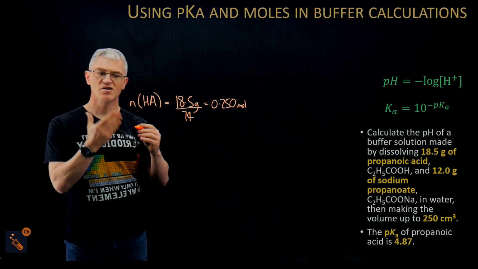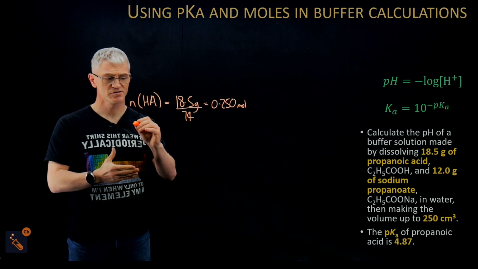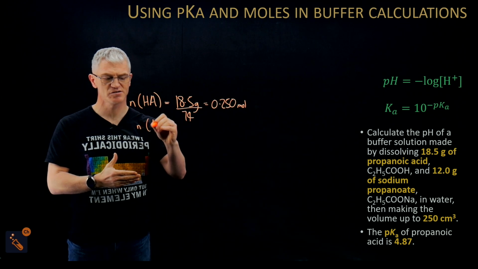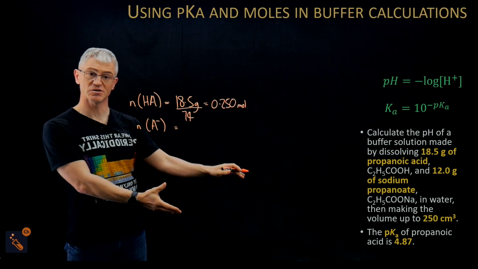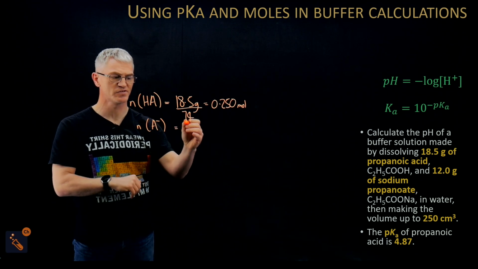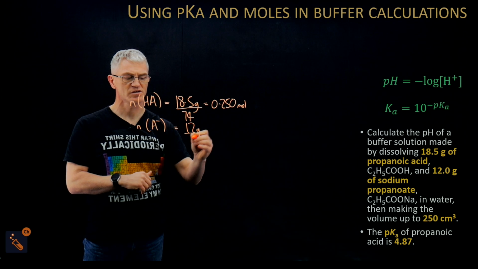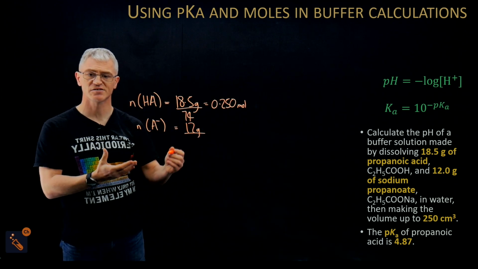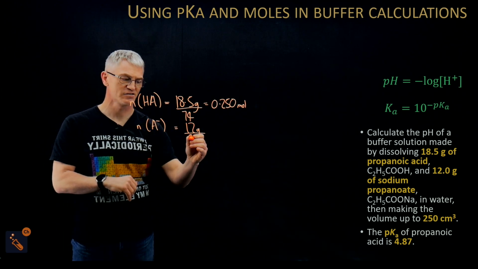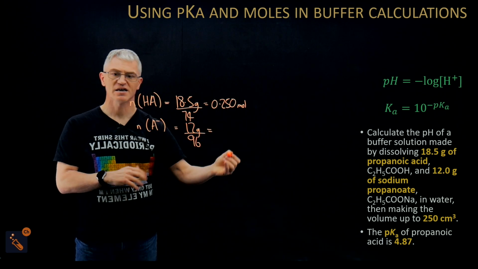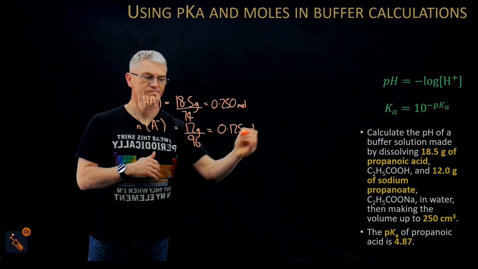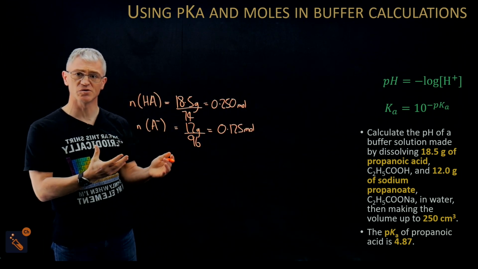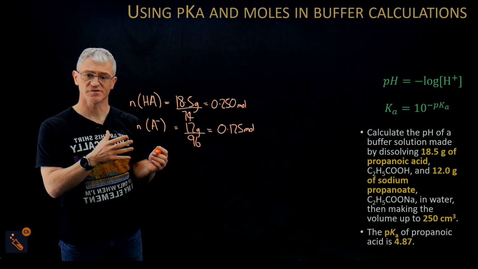Now, if that's the case, we then have to do our A-. Again, I'm going to shorten it to A-, but this is the conjugate base. The conjugate base is sodium propanoate. So that's 12 grams of that, and if you do the molecular mass of that, you'll find that that is 96. And if that is the case, that's 0.125 mole. So we've got a number of moles of each of them to start off with.